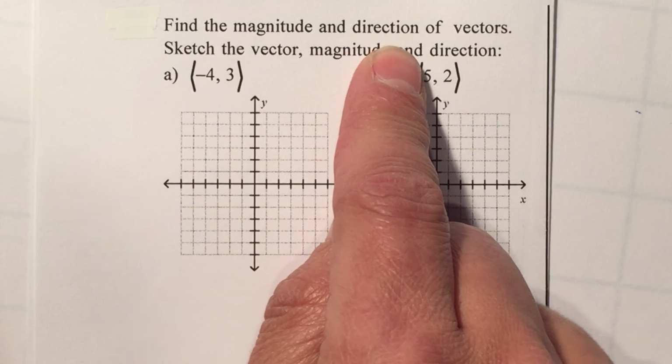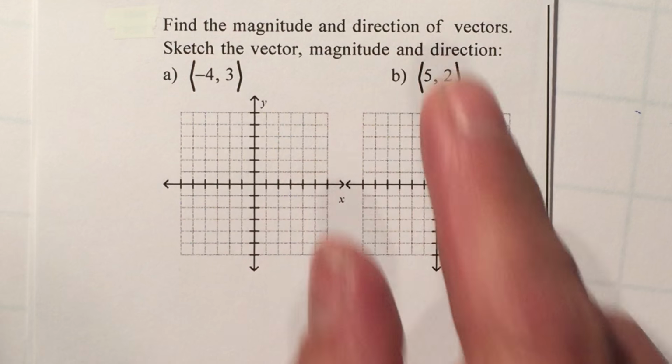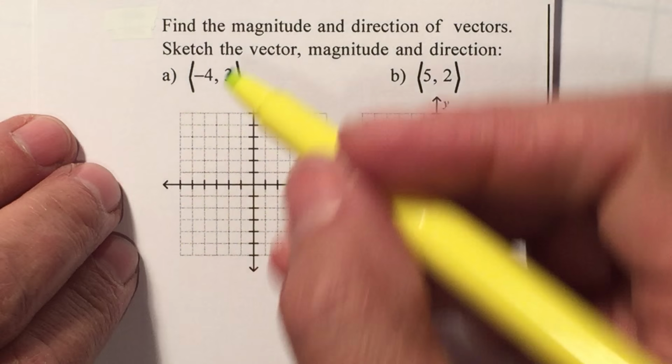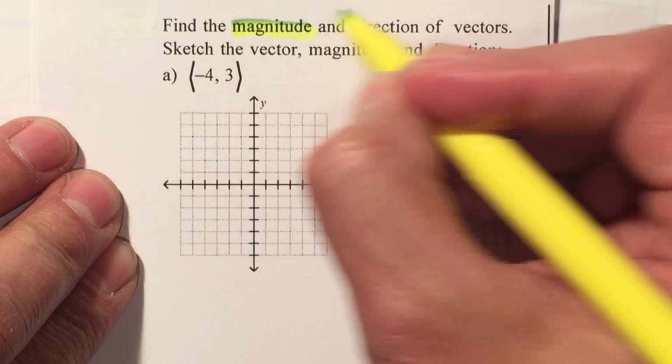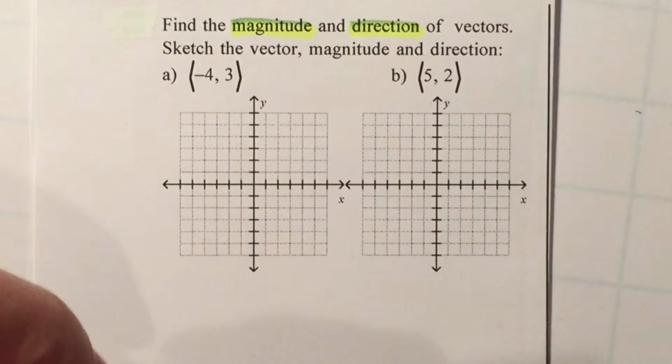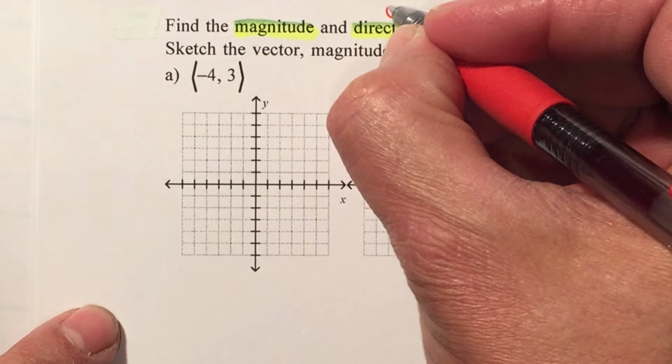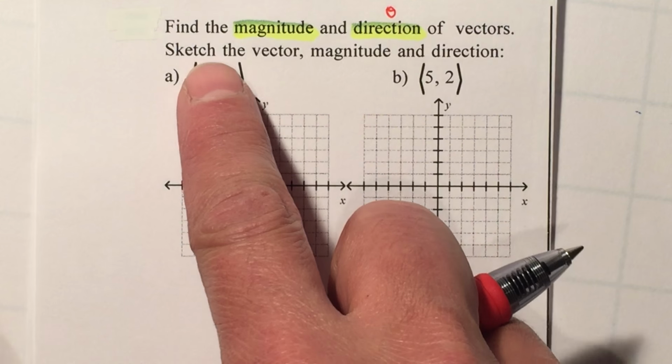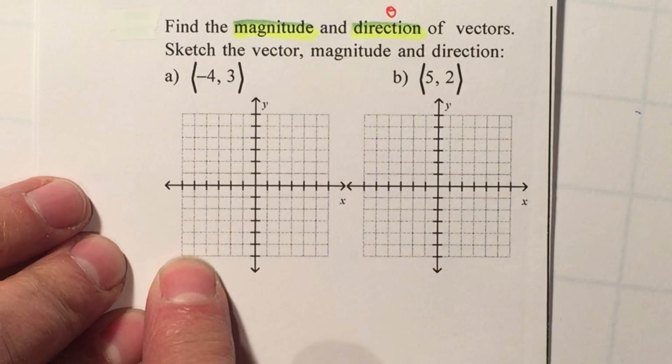Find the magnitude and the direction of the vectors. Now remember, the magnitude is going to be the force that you're applying, and the direction will be your angle. Now it says to sketch the vector, and I do provide you guys with the graph cards.